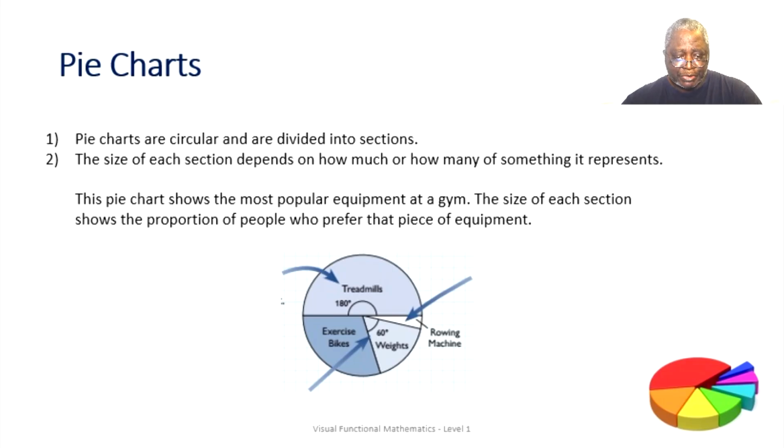This pie chart shows the most popular equipment at a gym. That's the pie chart you're looking at now. The size of each section shows the proportion of people who prefer that piece of equipment. I'm sure if you've been to the gym before, you'll know what they're talking about. If you've not, I suggest you go to keep you fit.